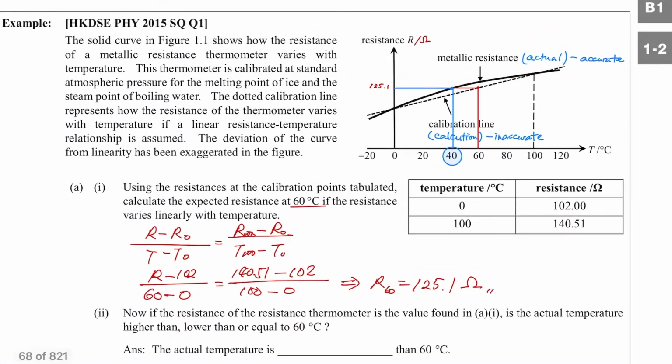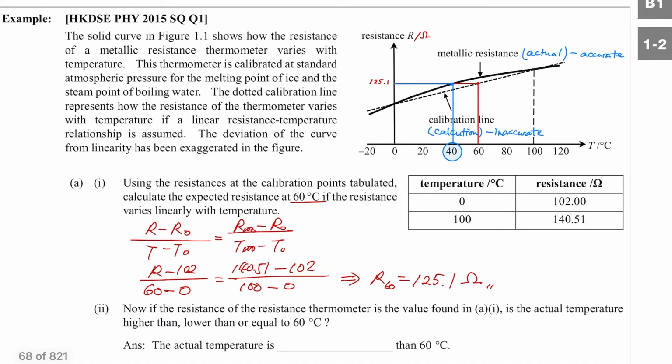Therefore, if the resistance of the thermometer is the value found in A1, that is 125.1 ohm, if this is really the resistance, the actual temperature will be lower than 60 degree. It's approximately 40 from the graph, as we have read from the graph.